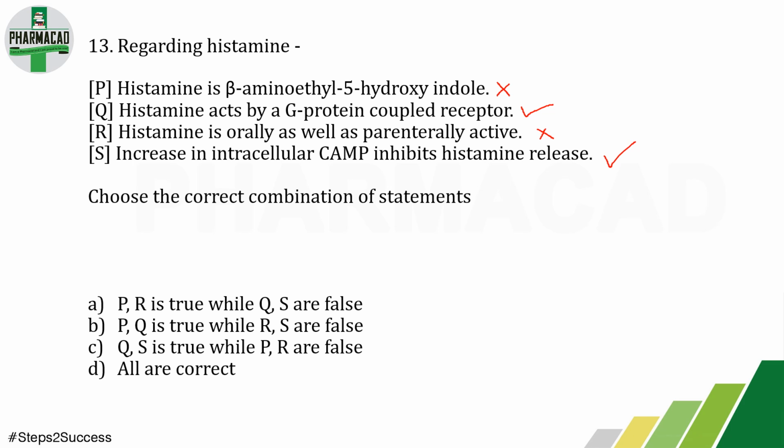So we have Q and S as true, whereas P and R as false. We have option C as this combination. QS is true while PR are false. So let's look at the solution in the further slide.